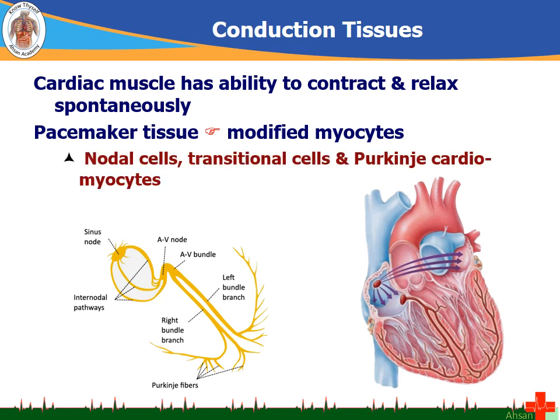Histologically different types of modified myocytes are visible. They are nodal cells, transitional cells, and the Purkinje cardiac myocytes. Their spontaneity in impulse generation varies, so some have a rate faster than the rest.